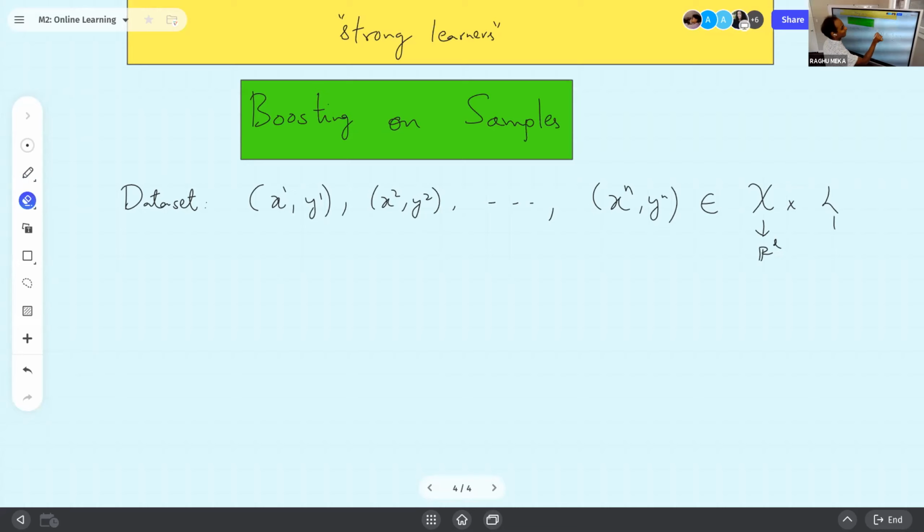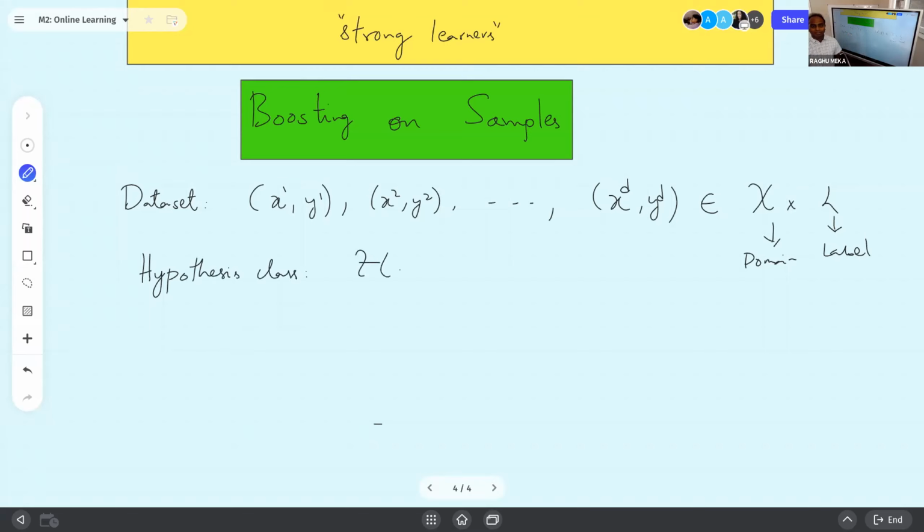Actually, we have to change notation. Okay, and this is some domain. It doesn't matter what the domain is, and this is some label space. It doesn't matter what the labels are. So we have some data set and we have some hypothesis class H. Okay, and we called it the PAC learning framework. We said, okay, you have some hypothesis class. My goal is to find some function from my hypothesis class which can explain my data set.